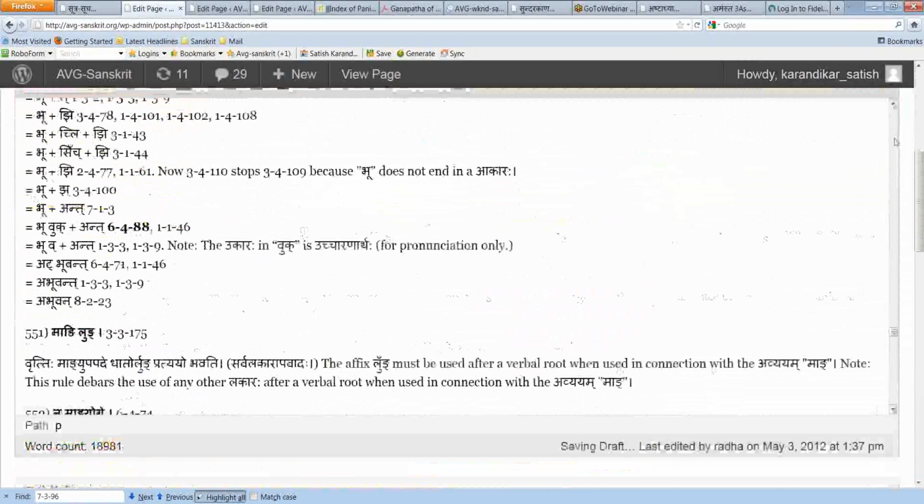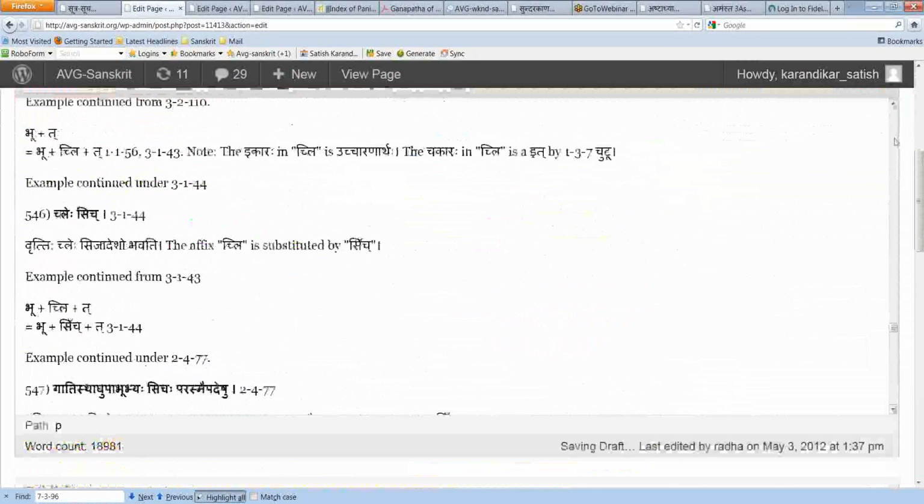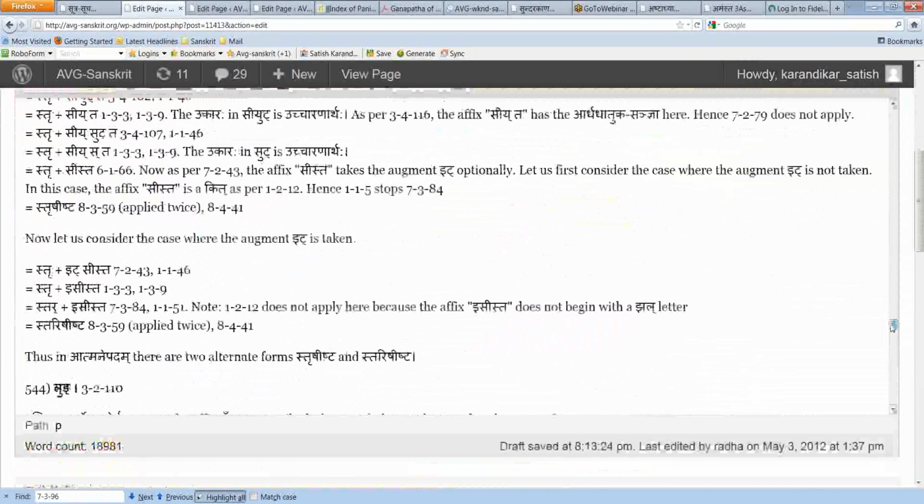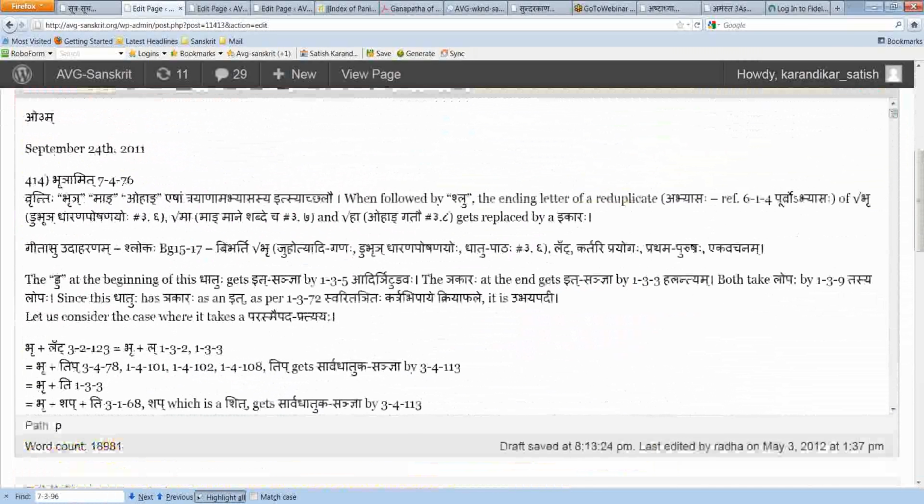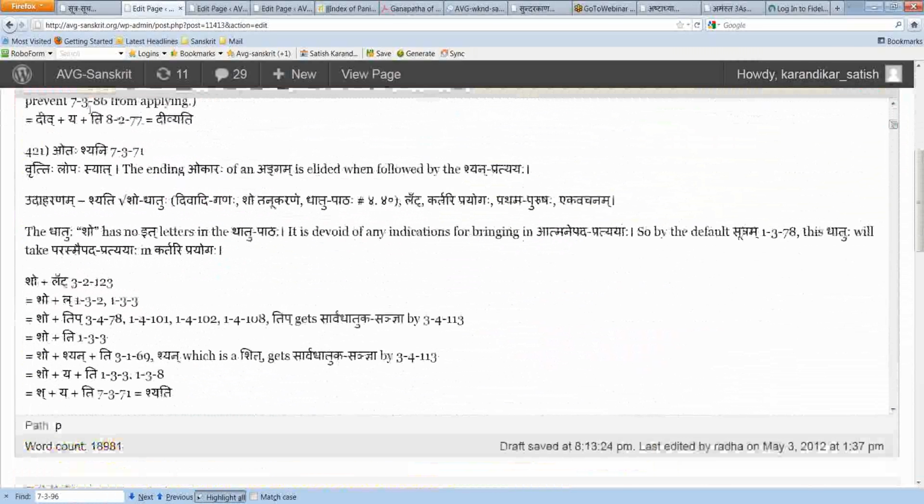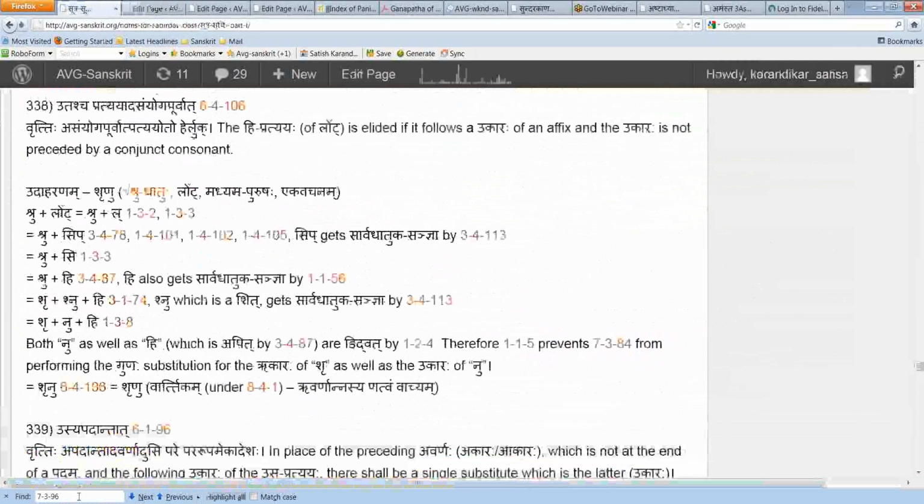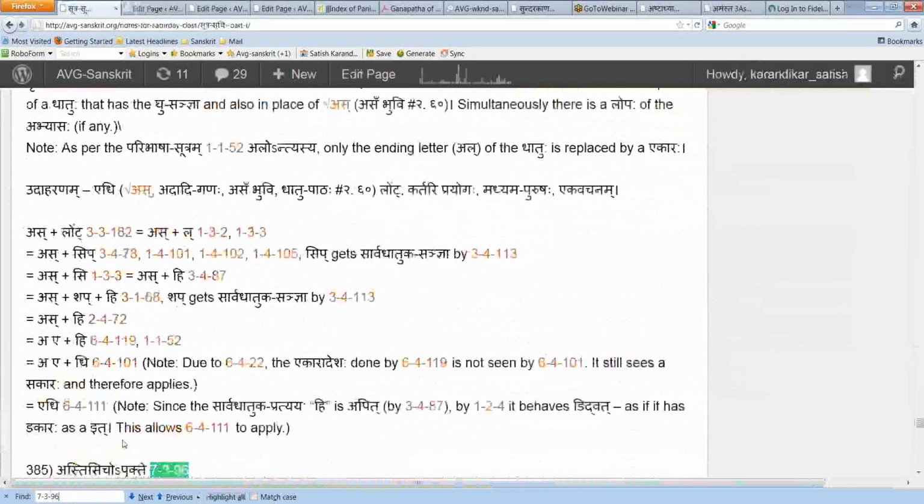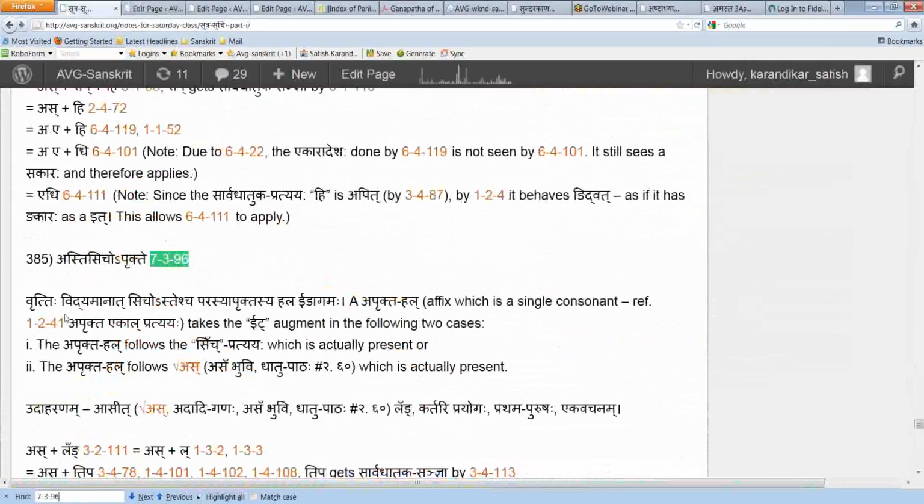See, the Sutra Suchi became too long, so we split it into two documents, part 1 and part 2. This is in part 1. Here it is. It says vidyamana sichaha asteshcha parasya apruktasya halaha idagama. Okay, that's what we have in the book over here.